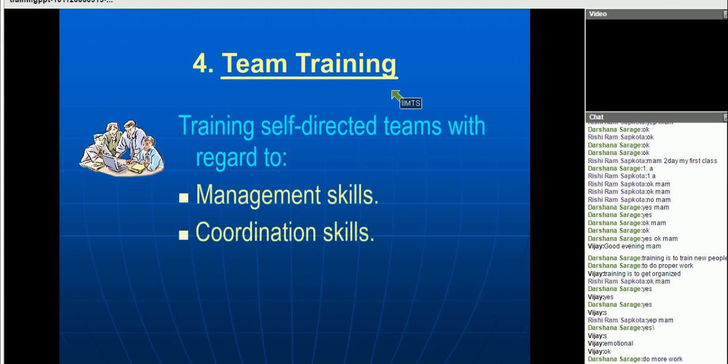Team training is when the training is given to the teams. It's a group training. Management skills are enhanced, coordination skills, case studies are presented before the people to give a nice situation.